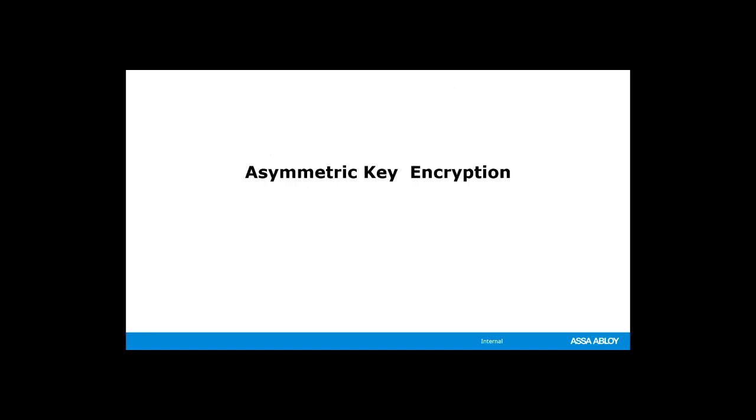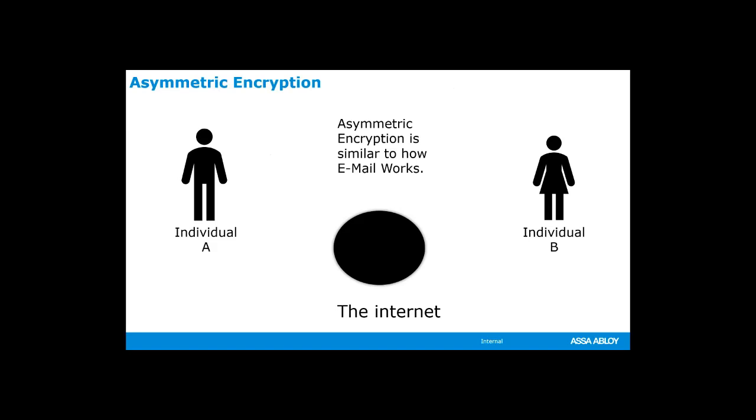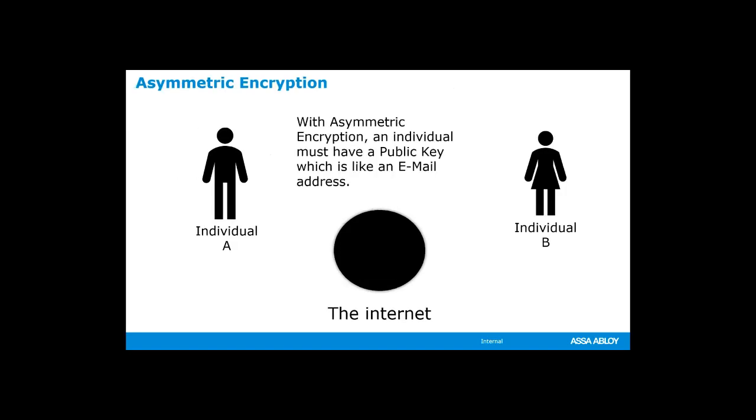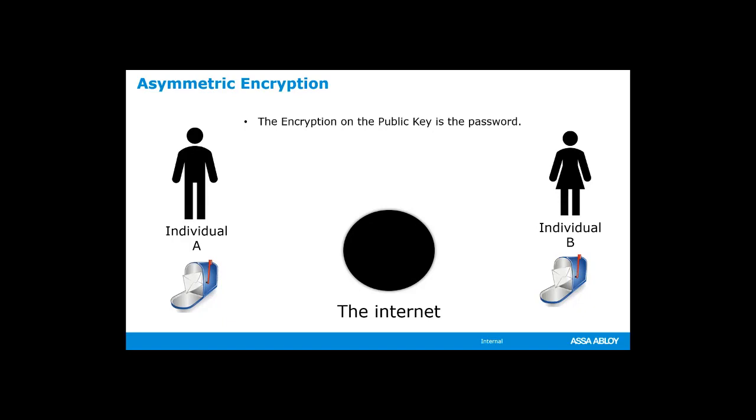Asymmetrical encryption works similar to how email works. With asymmetrical encryption, an individual must have a public key, which is like an email address. The public key is accessible to the public if they know what your public key is, similar to your email address. Anybody can send you an email as long as they have your email address, but they cannot access your email account without the password. The encryption on the public key is the password.